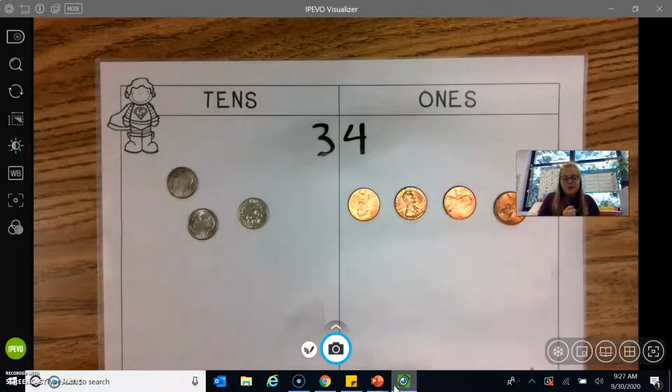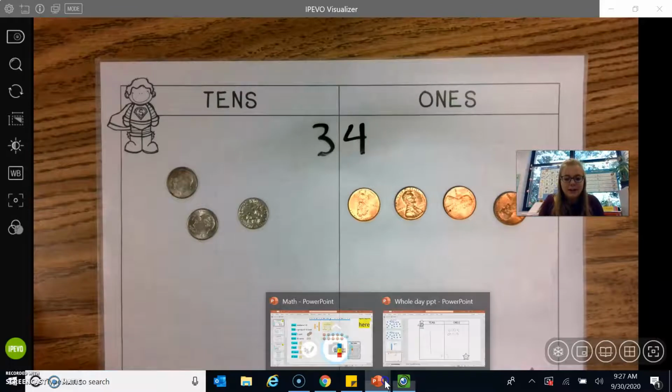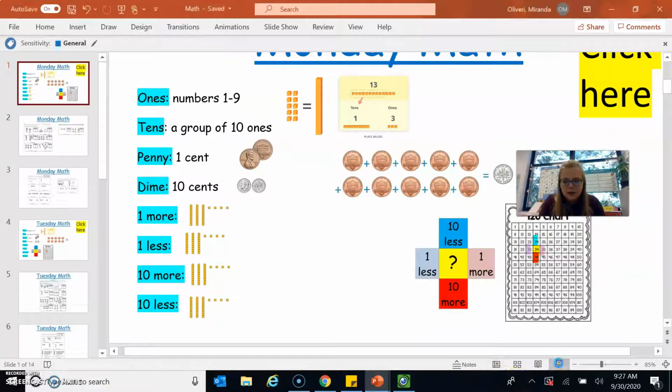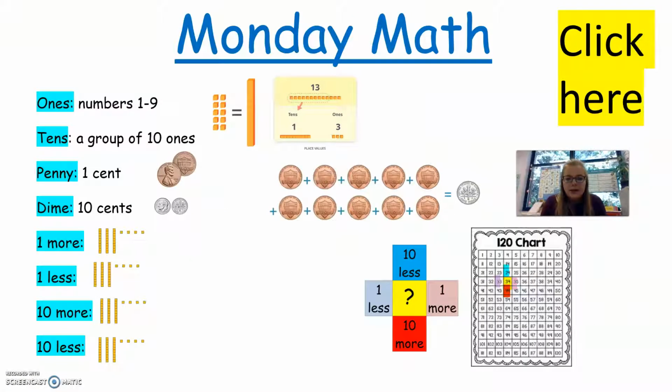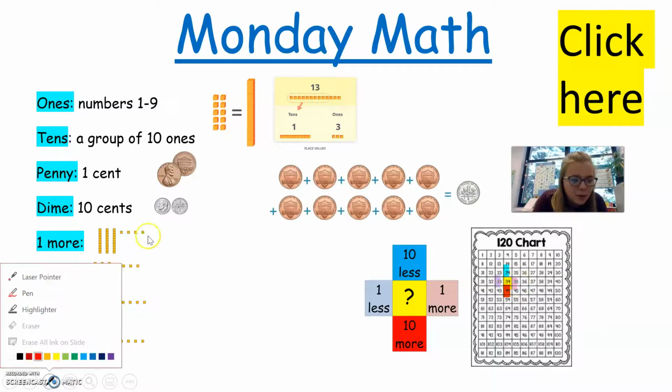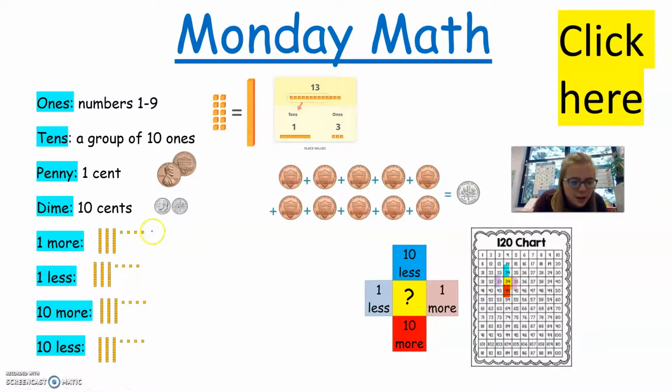Alright, let's move on to our last couple vocabulary words. We have a few more. The next vocabulary word is one more. One more means one greater. You're going to add 1. You can use your hundreds chart to look at this. You just see what comes next. If it's just one more, you can also just add a 1.